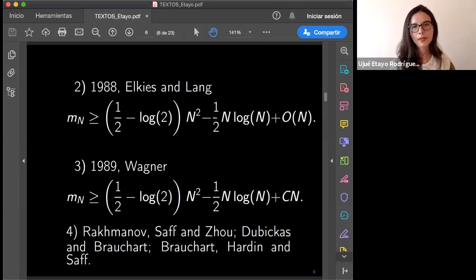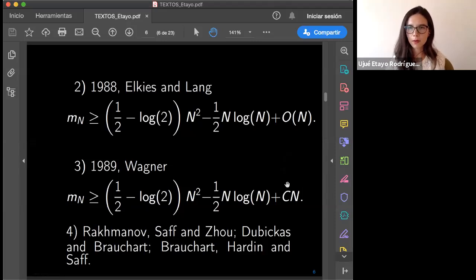All right, so this was known in 1988, and in the following year, Wagner, using another kind of argument with the stereographic projection and some Hadamard inequality, was able to prove the following bound. It's essentially the same, but here we can forget about this big O of n, and we have a constant times n, right? And this was the current knowledge for a while.